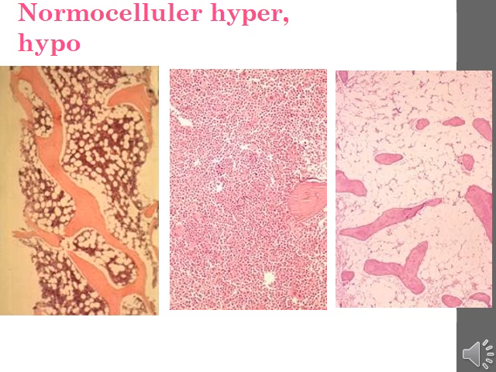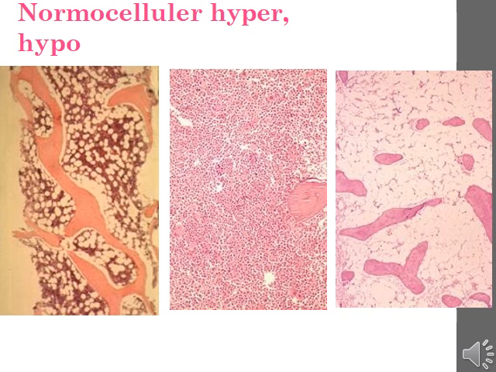This is actually a microscopic picture of bone marrow. You can observe in the extreme left diagram normal bone marrow formation, in which cells and fat cells are normal. The circles or white spaces in the bone marrow show fat cells, and the red area in the bone marrow shows the presence of cells.